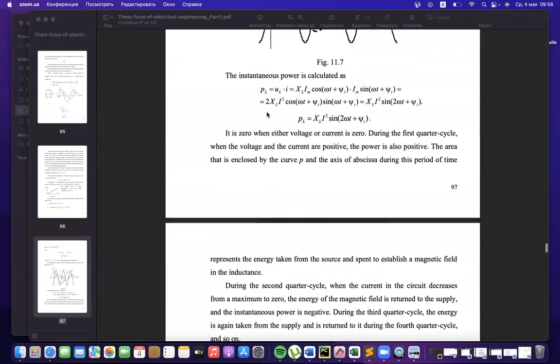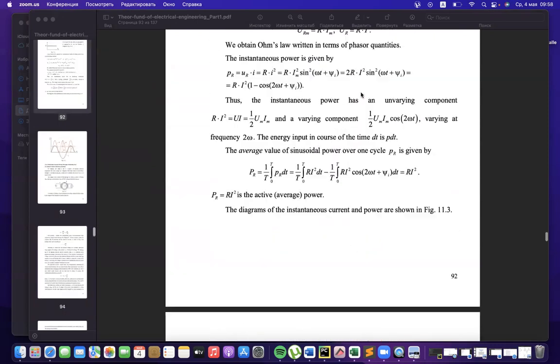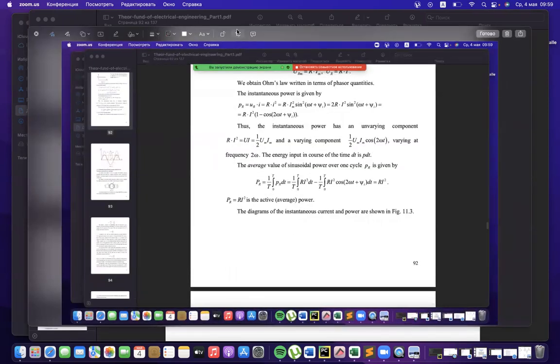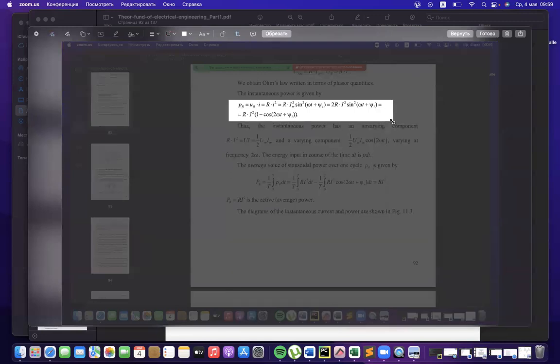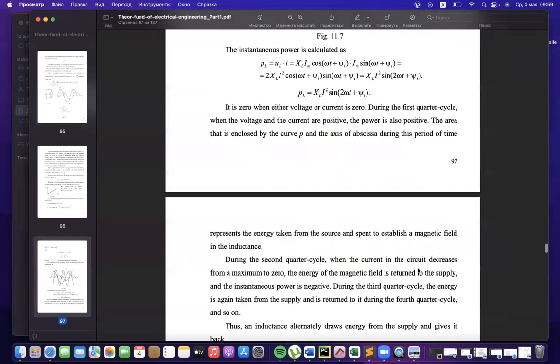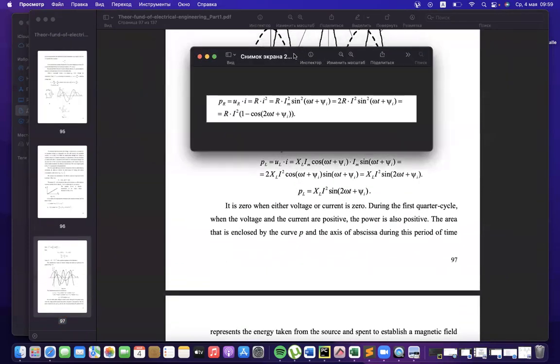And also, a quite important thing about power. For any element, power is the multiplication of voltage and current. And in this situation, voltage and current are shifted by 90 degrees. For voltage you have cosine, for current you have sine. Also, let's compare with the resistor. Here it is. Let's compare.